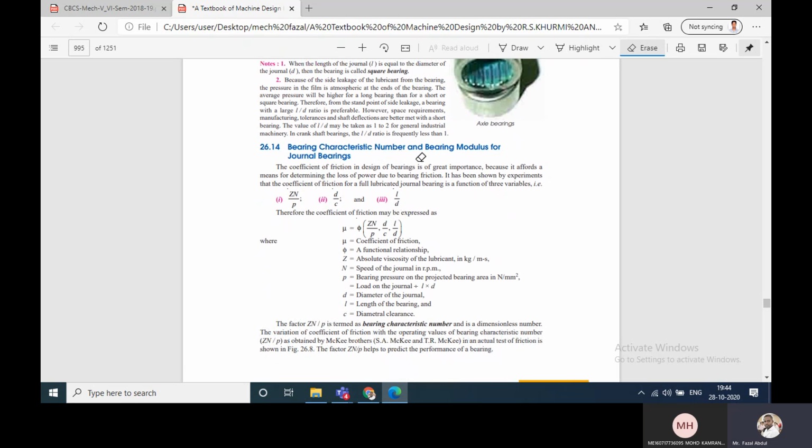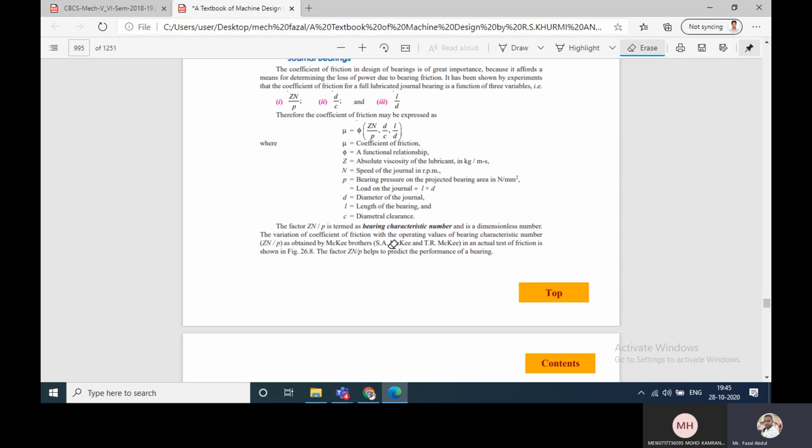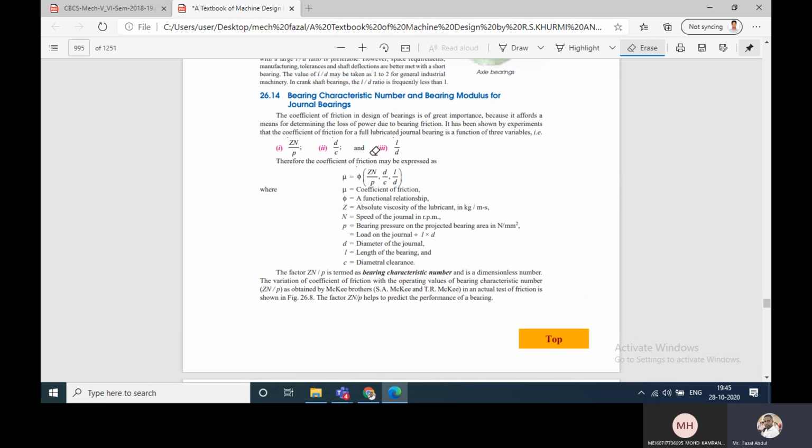Now, bearing characteristic number, bearing modulus. This one is very important from the exam point of view. It can be a 2 marks question. What is bearing characteristic number? The coefficient of friction in the design of bearing is very important because it affords the means for determining the loss of power. To determine the loss of power due to friction, the coefficient of friction is used. The term Zn by p appearing here is the bearing characteristic number.